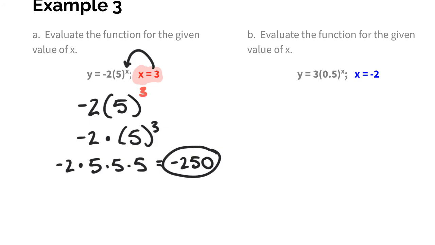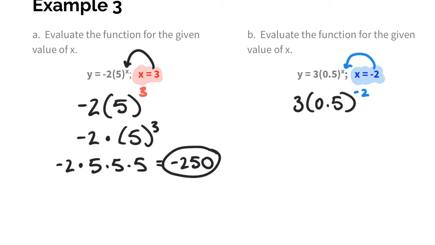Same thing here. Notice I have 3 times 0.5 to the x. You'll notice that this is not a big number, but a small number. But same kind of principle here. I'm going to take my value of x and plug that in as my input. So then I would have my function 3 times 0.5, and my exponent is going to be negative 2. Notice I'm plugging in a negative number. That is okay. I can plug in any number where x is. That's my input. The only thing I talked about early on is that my b value cannot be negative.